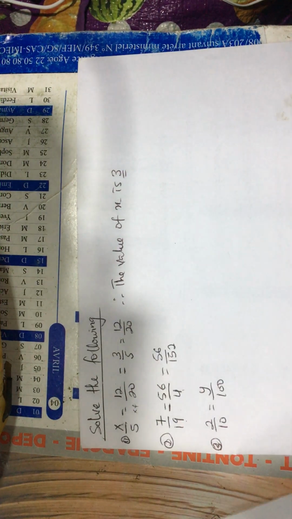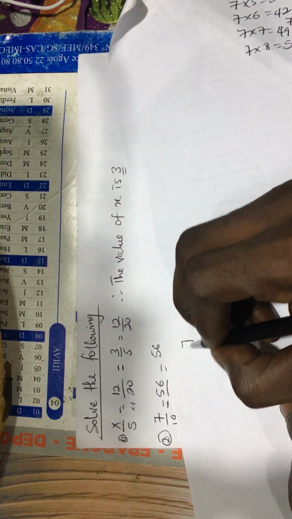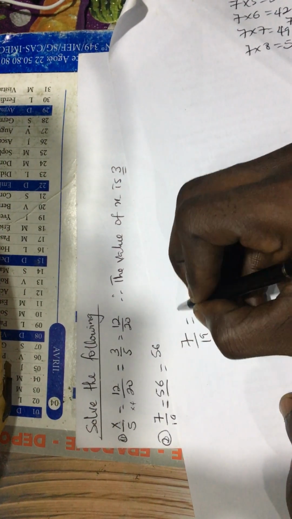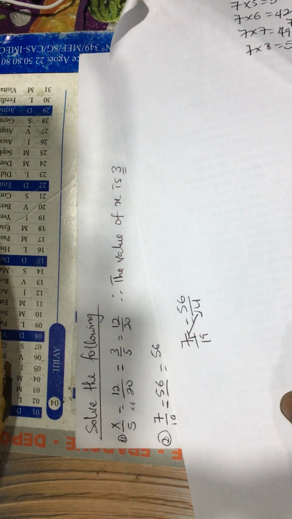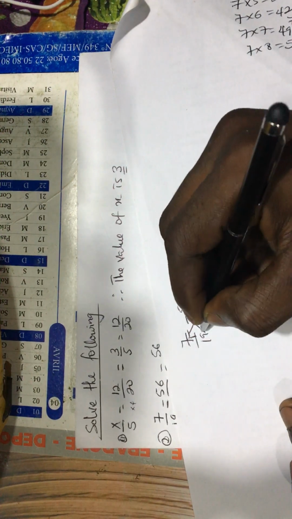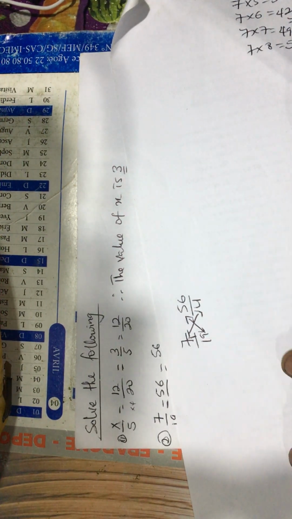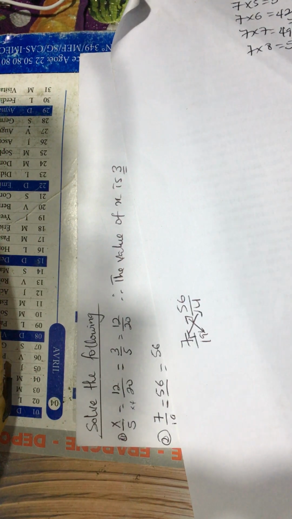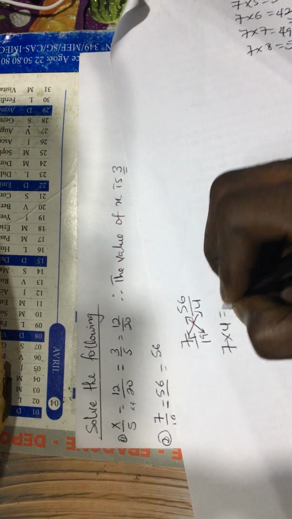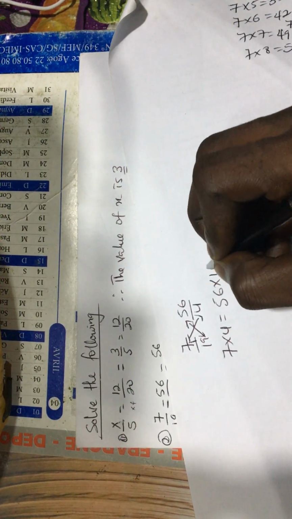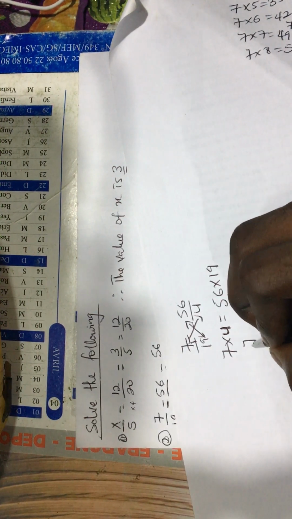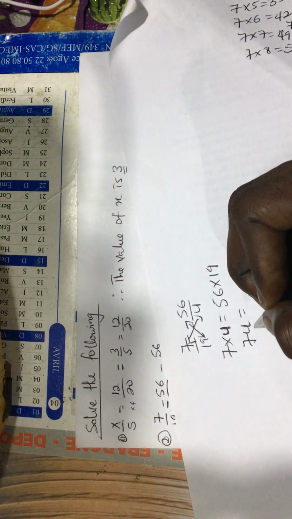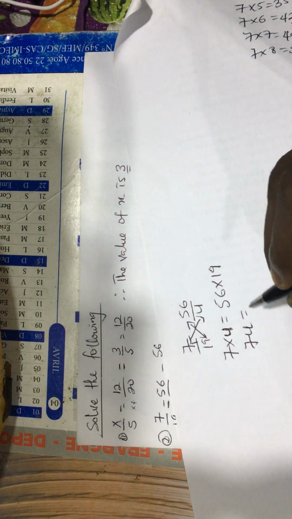Okay, so now let's try to solve it with the cross multiplication method. You have 7 over 19 is equal to 56 over u. Cross multiply 7 with u and 56 with 19. Okay, so it will be 7 times u is equal to 56 times 19. So 7 times u is 7u, because any number times a variable is the number and the variable.